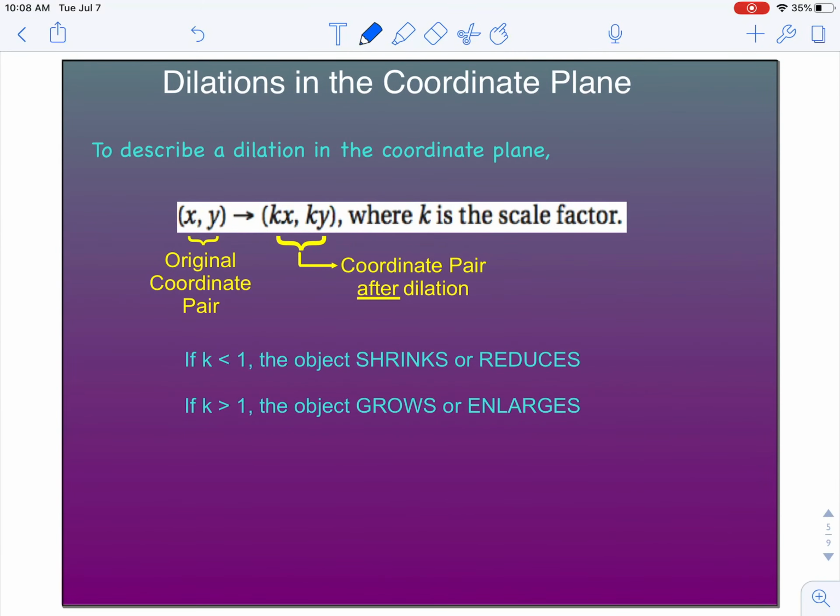So let's talk more about dilations in the coordinate plane. To describe a dilation in the coordinate plane, you take the ordered pair that you're given. Here's your original ordered pair, and you multiply each value, the x and y, by k, the scale factor. And so it becomes pretty simple. If your k value is less than 1, then it's going to shrink or reduce. If your k value is greater than 1, then it's going to enlarge it. And that kind of makes sense.